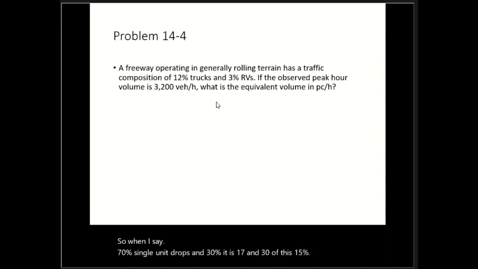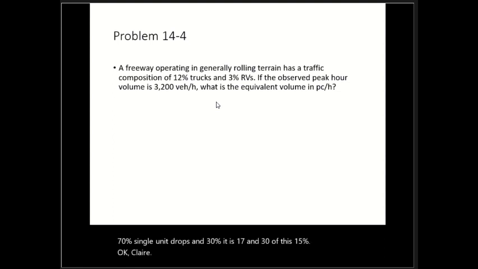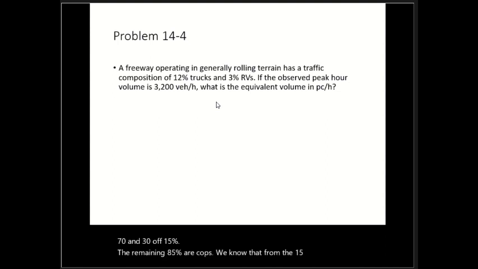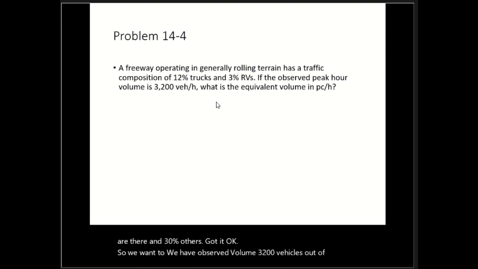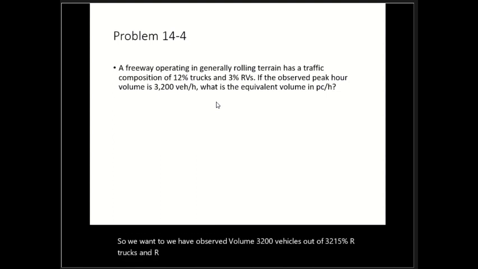Okay, clear? 70 and 30 of 15%. The remaining 85% are cars, we know that. From the 15%, 70% are this and 30% are this. Got it? So we have an observed volume of 3,200 vehicles. Out of 3,200, 15% are trucks and RVs and the remaining are cars. We want to convert this volume into passenger cars per hour, from vehicles per hour to passenger cars per hour.